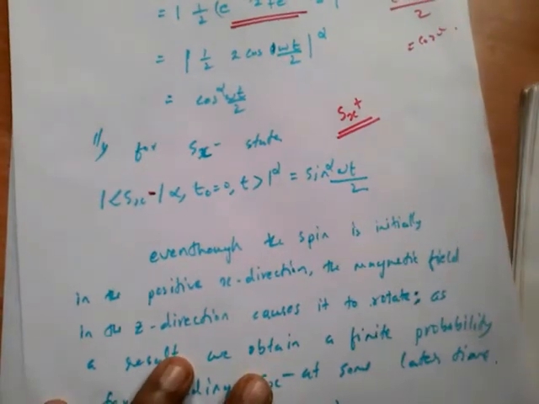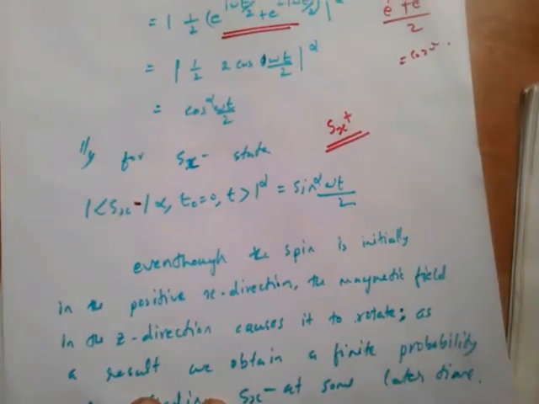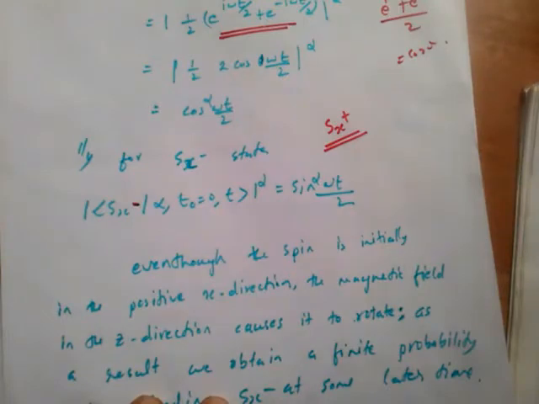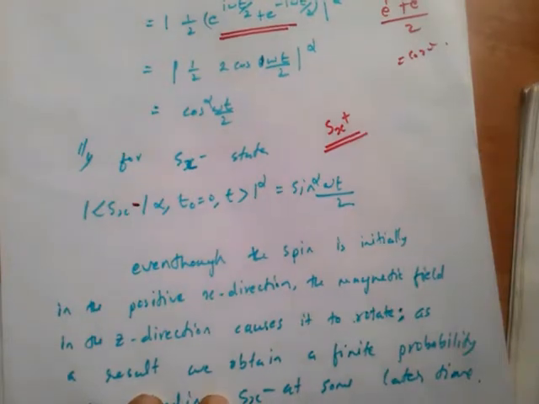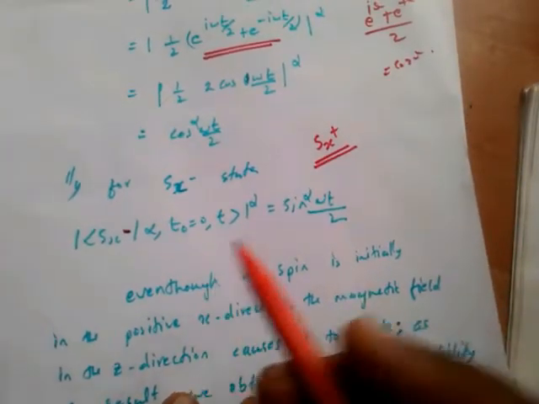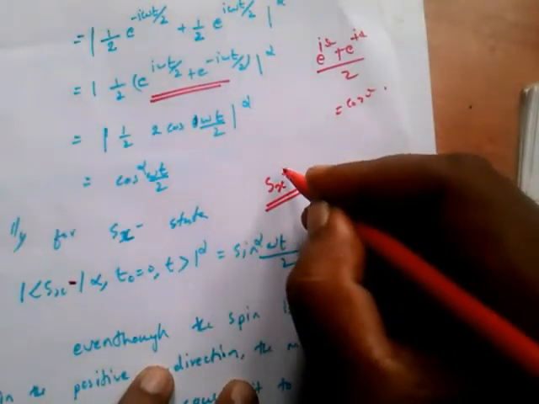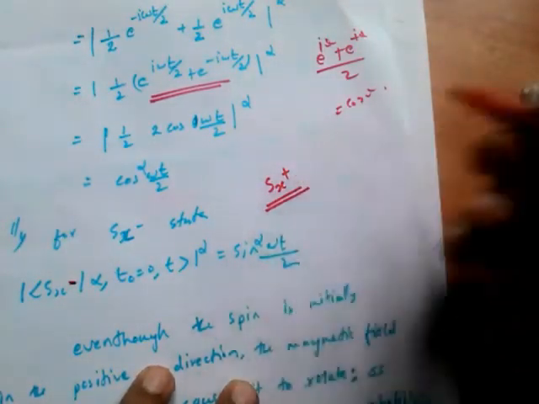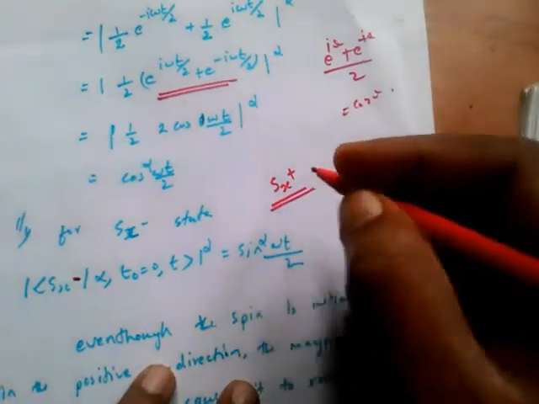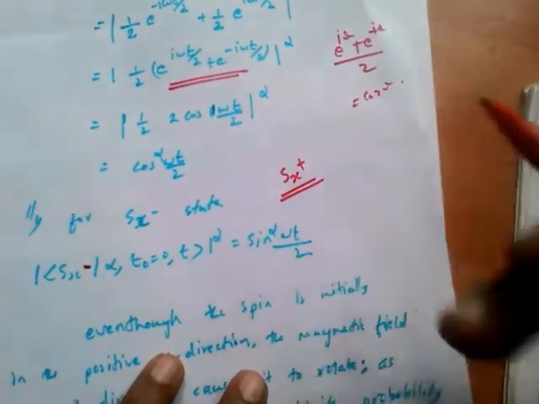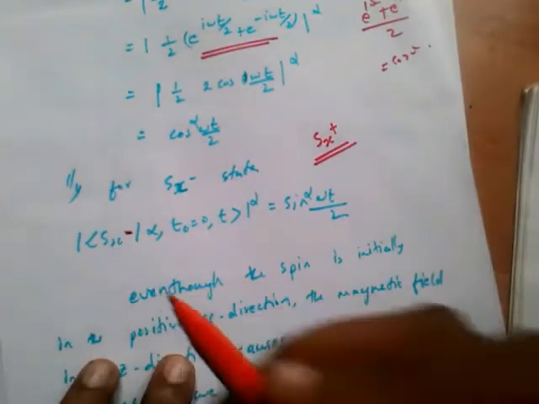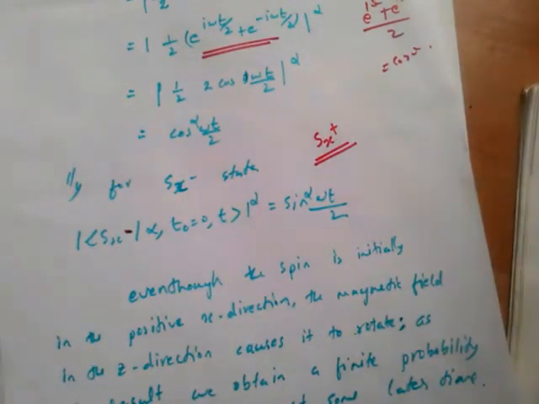That means this magnetic field, we are applying a magnetic field. That magnetic field is the cause of the rotation of the spin state. Initially it was the Sx plus state, so the magnetic field rotates this Sx plus state into the Sx minus state at later time.